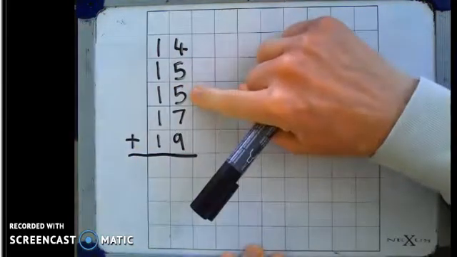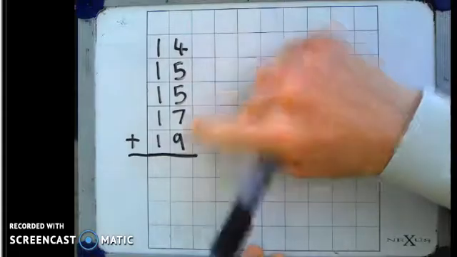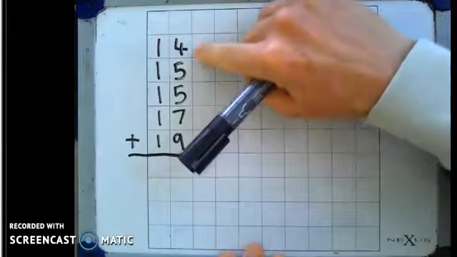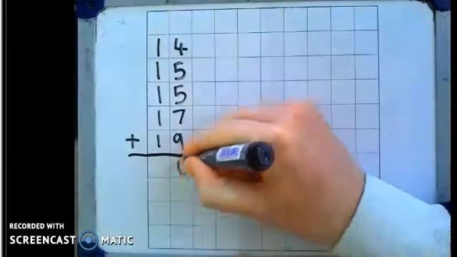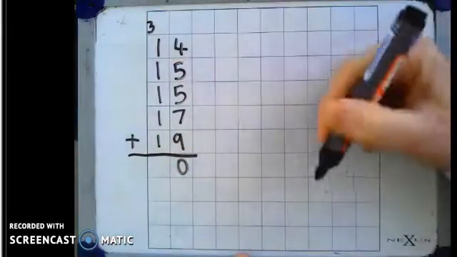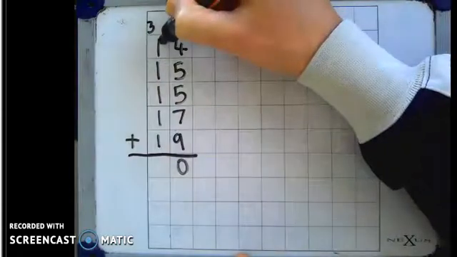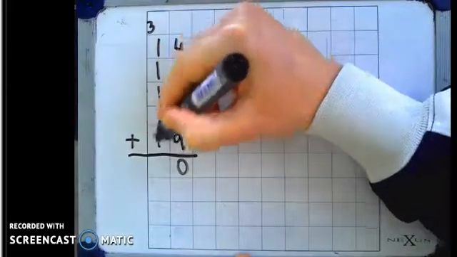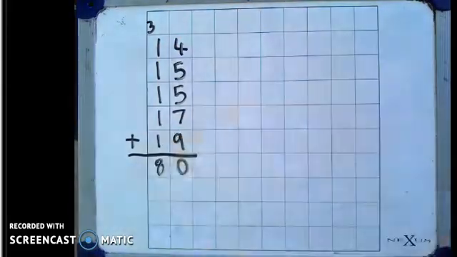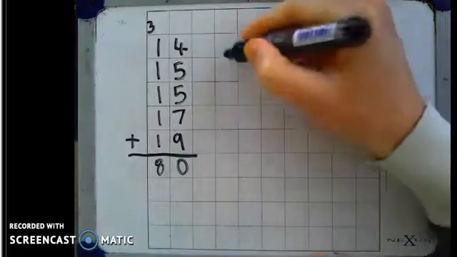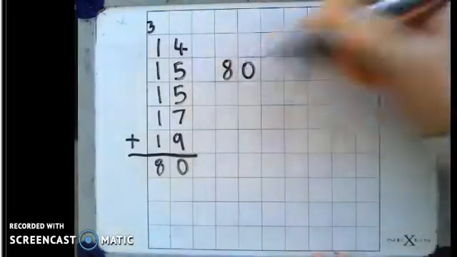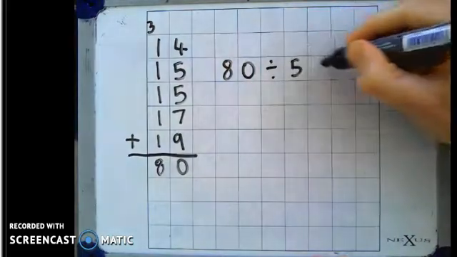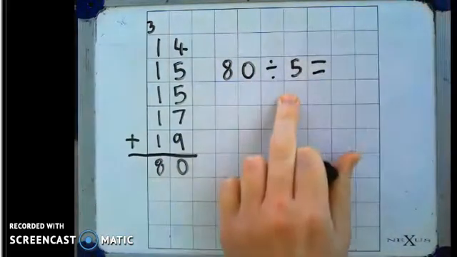Well, 5 plus 5 is 10, plus 9 is 19, plus 7 is 26, plus 4 is 30. 0 in there, and then a 3 over here. 3 plus 1 is 4, plus 1 is 5, plus 1 is 6, plus 1 is 7, plus 1 is 8. So the total is 80. And now I need to divide 80 by the amount of numbers I've just added together, which again is 5. 80 divided by 5.